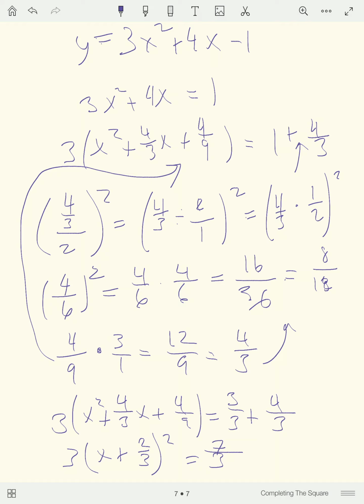So we've got 3 times x plus 2 over 3 squared equals 7 over 3. Okay, so if we were to follow PEMDAS, we're going to go from parentheses, exponents, all that kind of thing. If we followed PEMDAS, we would end up foiling that squared term, though. And to me, that seems a little bit more difficult than necessary.